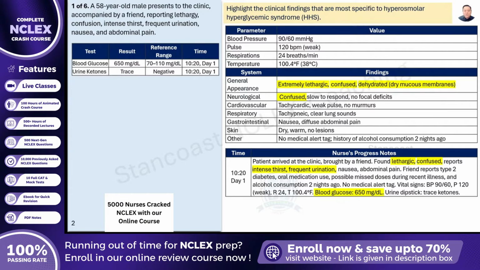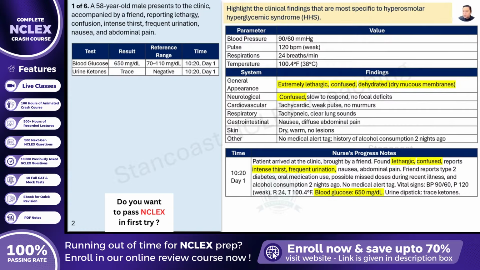So let's look into the skin assessment findings. You'll see there dry, warm skin. While this does point to the dehydration, these findings are not specific compared to the dry mucous membranes, which more clearly reflect the fluid loss happening in HHS.